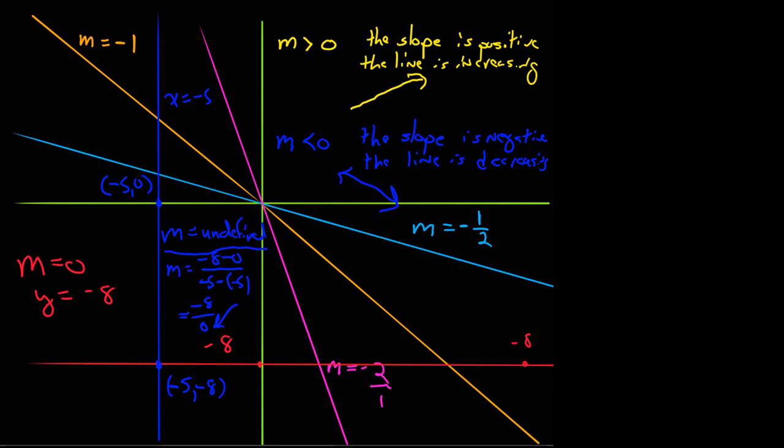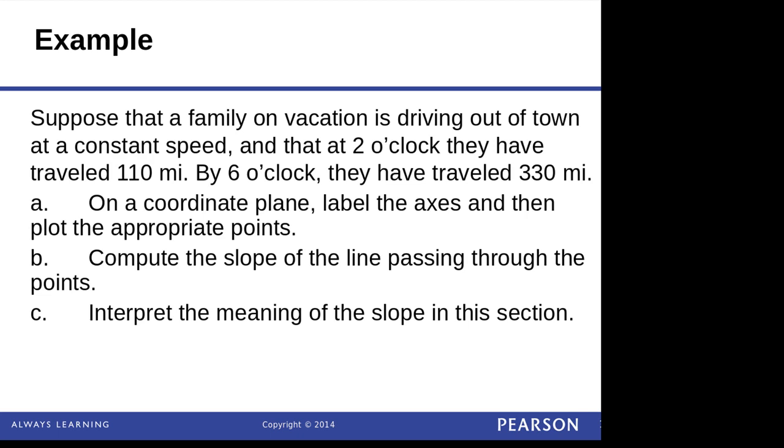I'm going to pop over here for a second. Words. Yeah, words. I'm going to read this, and I want to show you how we can get some information out of it. It says, suppose that a family on vacation is driving out of town at a constant speed. And I'm going to give some clues here. A constant speed means rate of change, and rate of change is definitely going to be related to slope. Right? Then at 2 o'clock they have traveled 110 miles. By 6 o'clock they have traveled 330 miles.